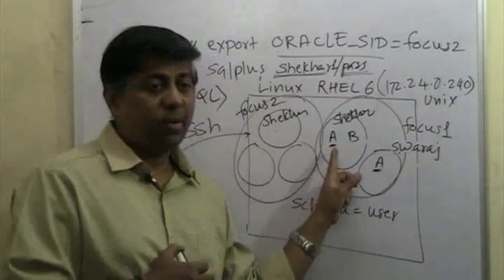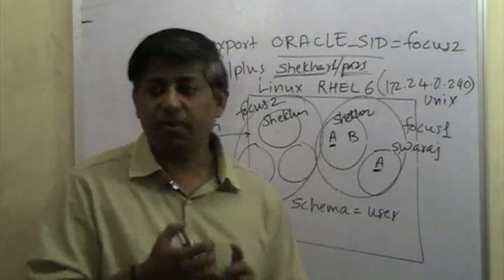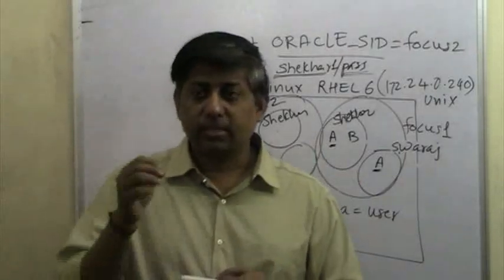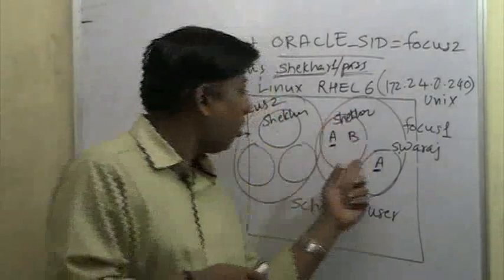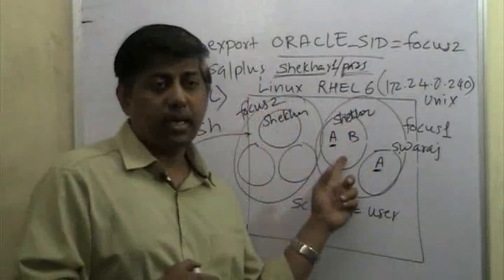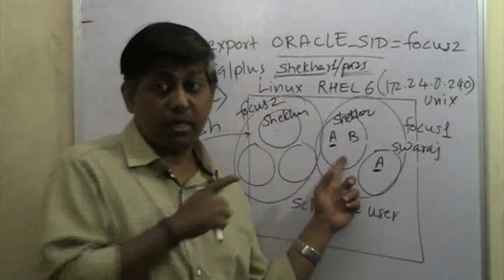How many objects have been created so far in the shaker schema? How do you find that out? Select star from tab, T-A-B. If you do select star from tab, you will see all the tables that are inside shaker. But you must be logged in as shaker.